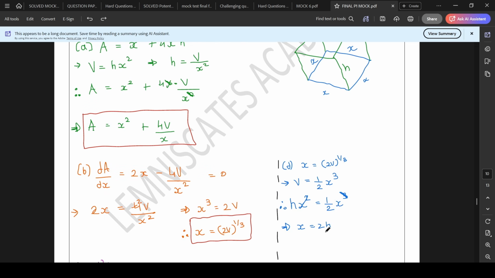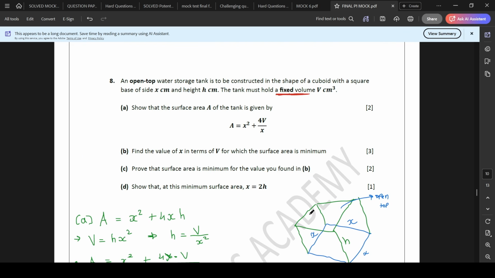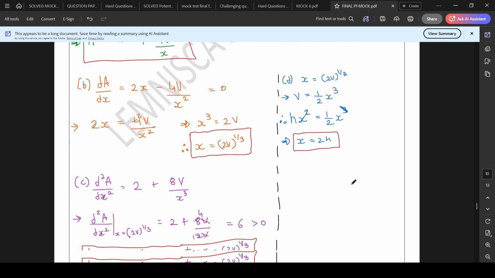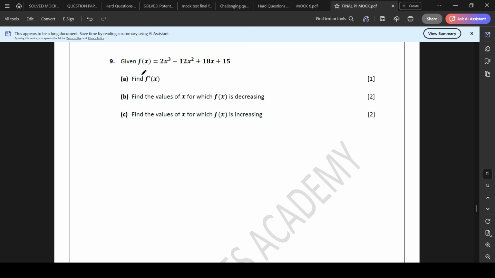So that is how we are going to do this notorious 8th question of this paper. I hope this has given you some sense of understanding on how to approach this kind of question. Moving on to question number 9. So we are given a cubic function, and the first part is to simply find its derivative. So the first part is pretty easy.